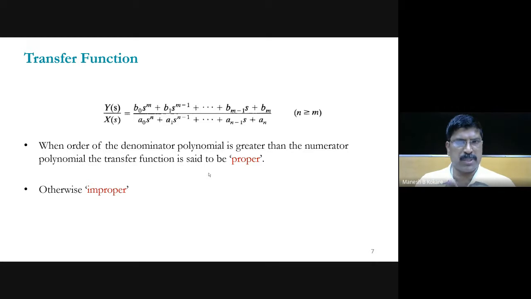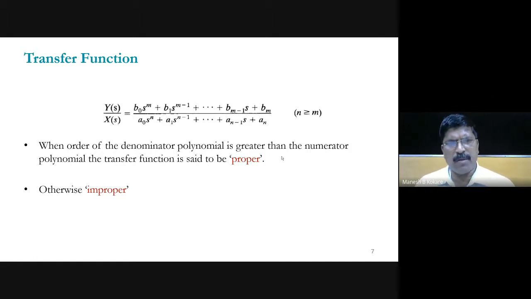Okay, for the system to be stable, your transfer function should be proper. So if the value of n is greater than or equal to m, then that system is considered proper, or that system has a proper transfer function, and so on. I hope that this is clear to you.